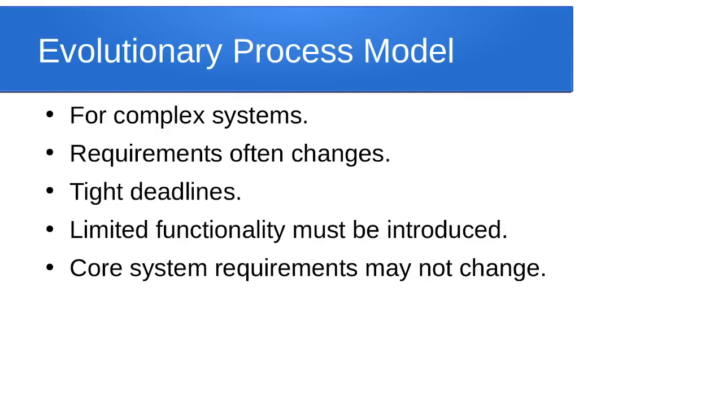So in the evolutionary process model, we have to understand that the requirements are not frozen. Requirements often change, and new requirements keep coming, maybe because of business competition, or government rules, or whatever the reasons may be. These requirements keep changing. Also, there is a tight deadline: we want a working system within this particular time limit.